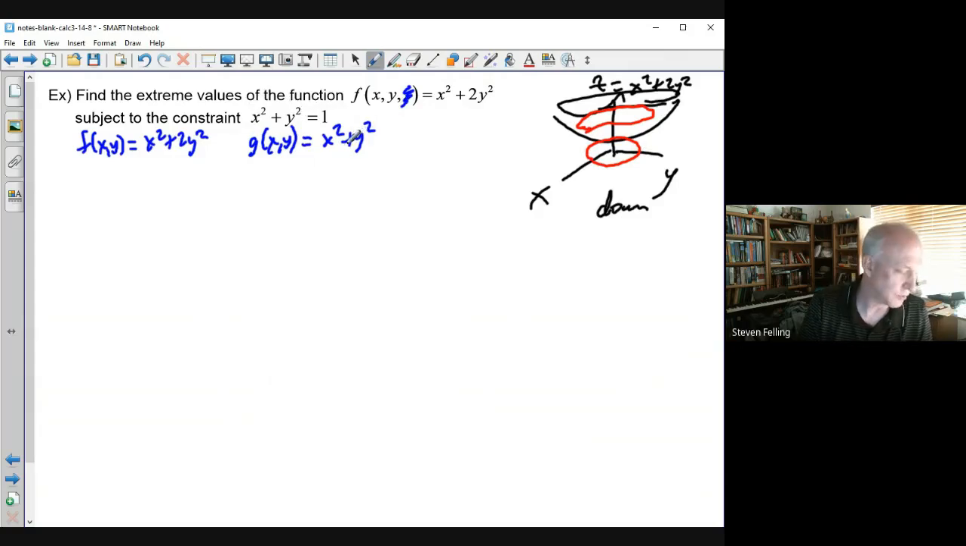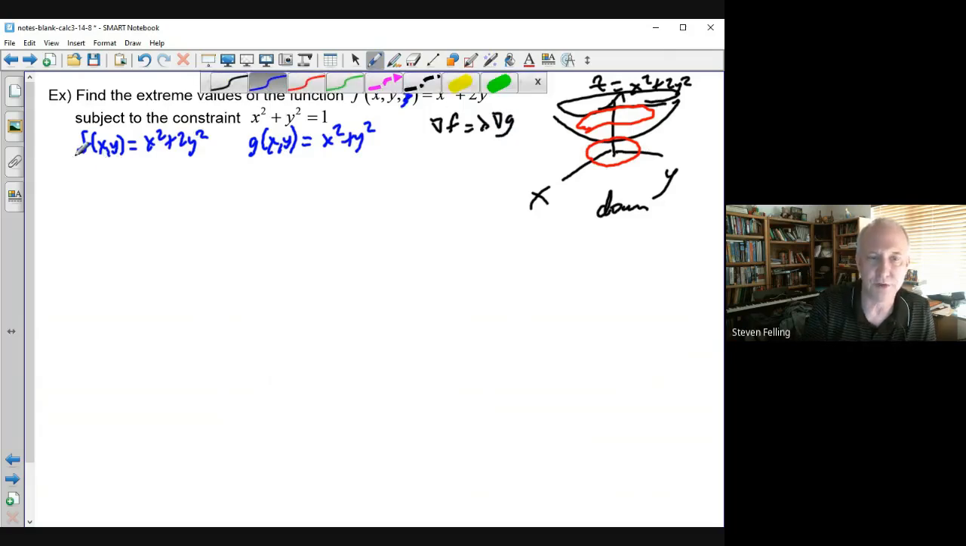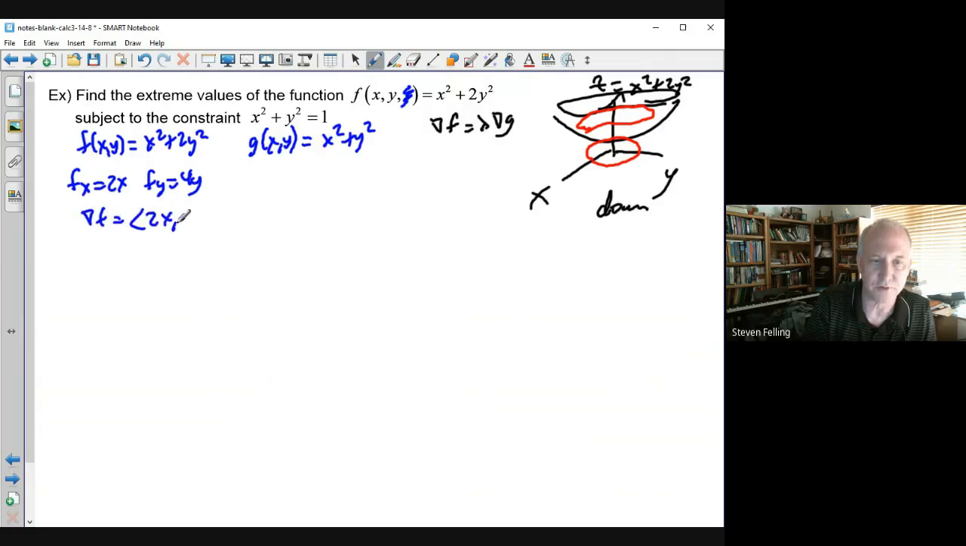All right, so then what we're going to do is try to solve this as a system. The gradient of f has to be lambda times the gradient of g. So first we'll start by taking the gradients of those functions. So the gradient of f requires us to take the partial derivatives. So fx would be 2x, fy would be 4y, and therefore the gradient of f would be the vector 2x, 4y, right?